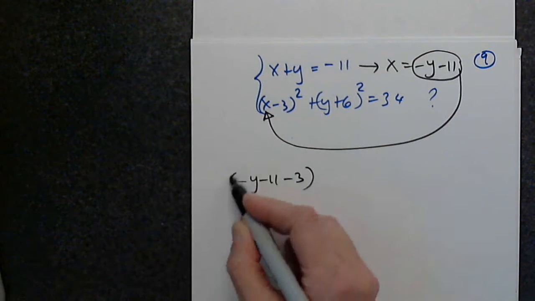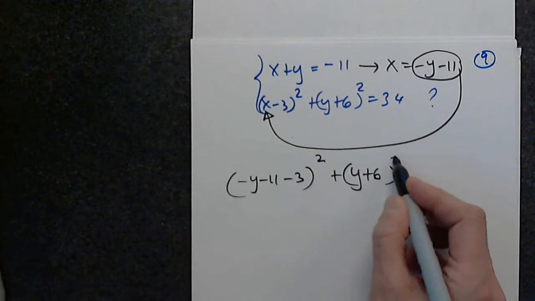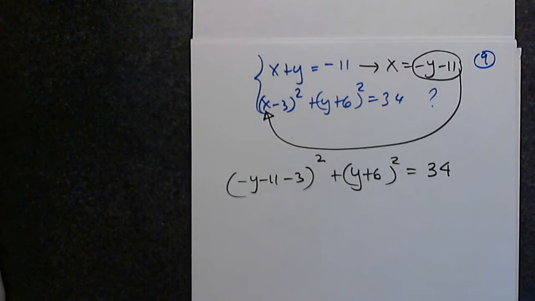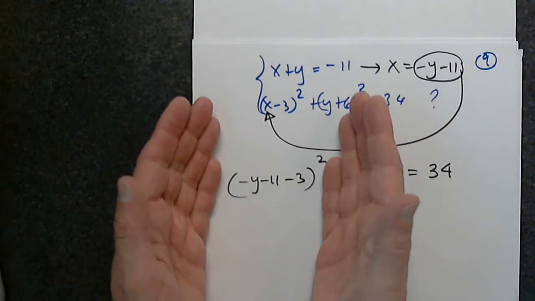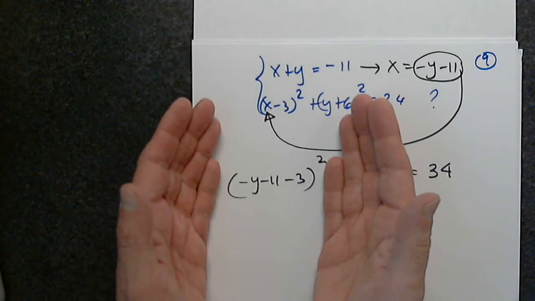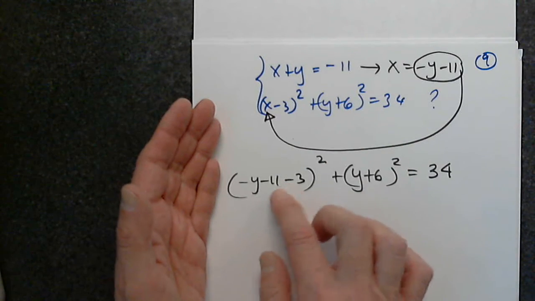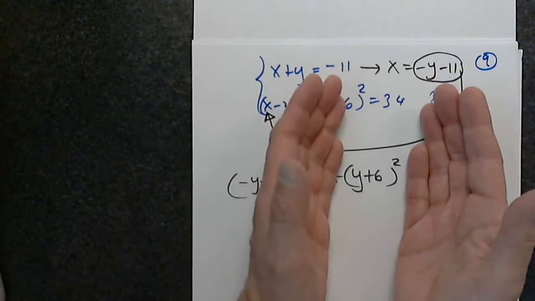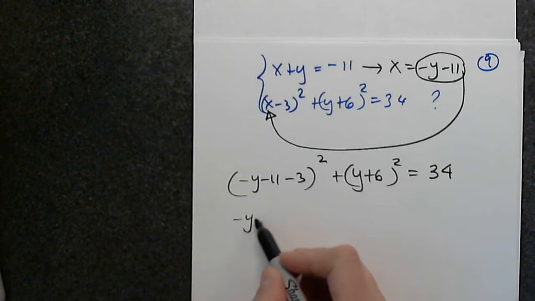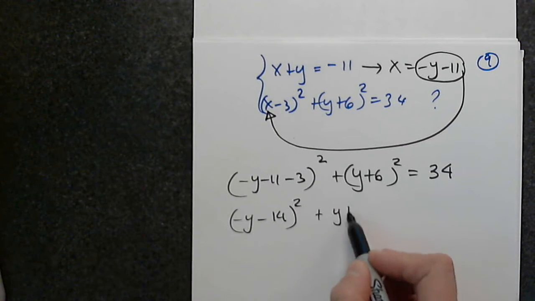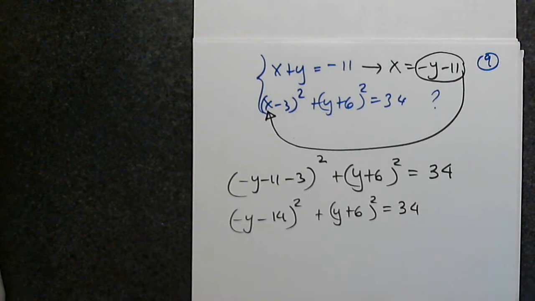(-y minus 11 minus 3) squared, plus (y plus 6) squared equals 34. This is not a pretty equation, but it's not super sophisticated either. It's quadratic, but I have to be careful. I have to combine like terms, and be careful when I square a binomial, because I have to get how many terms? So I'm going to combine these: 3 and 3 here as well, and then proceed. Okay, so let's do that. So (-y minus 14) squared, plus (y plus 6) squared equals 34.